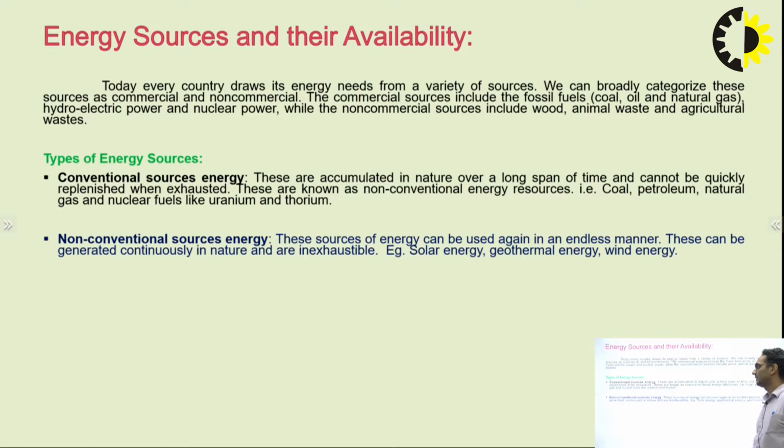So these are explained like conventional sources of energy, which are accumulated in nature over a long span of time. Two types of energy sources are there. First are the conventional sources of energy, which are accumulated in nature for a long period of time and utilized over time, and cannot be quickly replenished when exhausted. So these are the conventional energy sources. These cannot be replenished when exhausted, and they are produced over a long period of time.